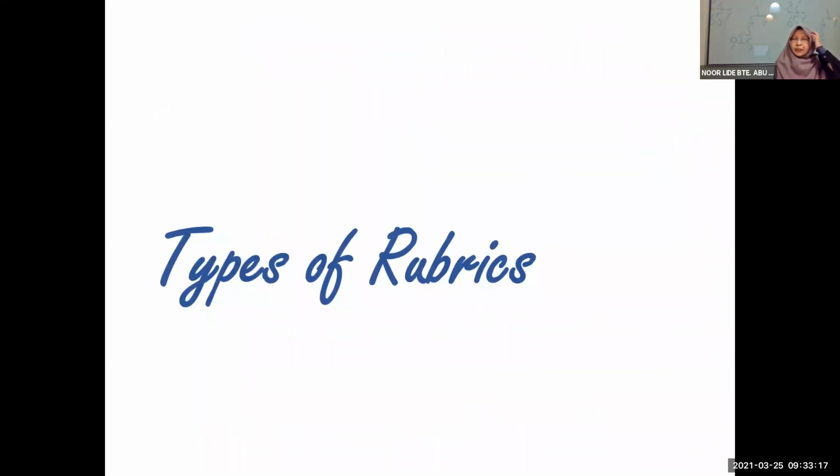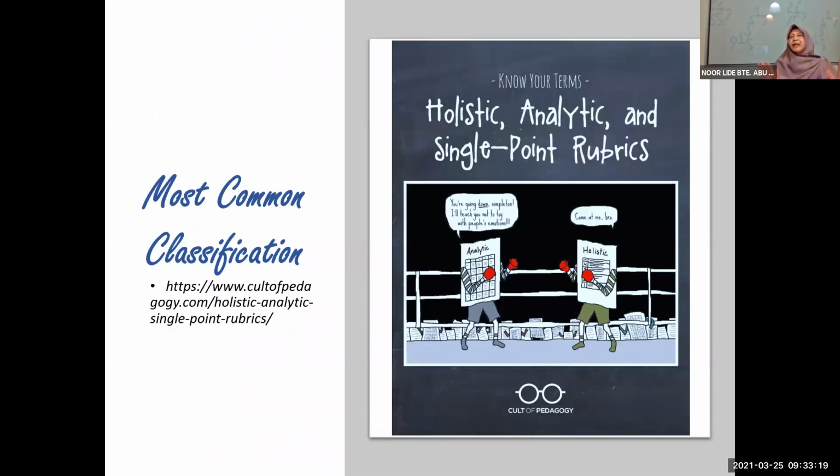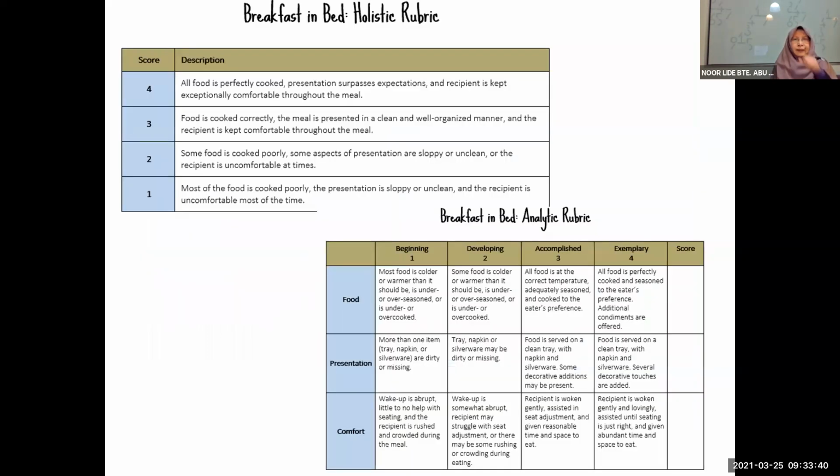So, types of rubrics. Most of us are familiar with these rubrics, right? Holistic and analytic. But what about single point rubrics? This is something that has come up in recent years. We are familiar with holistic and analytic, but what are single point rubrics and how are they used? This is an example: breakfast in bed, holistic rubric.